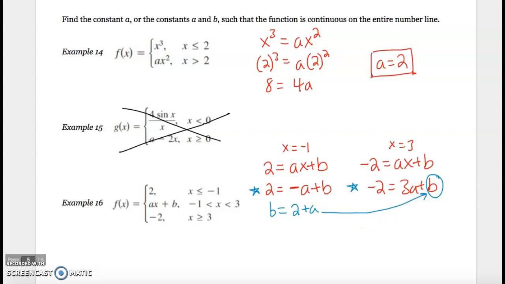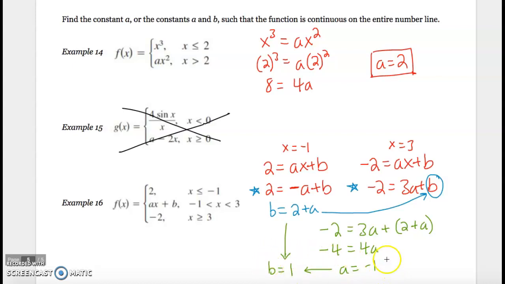And then I'm going to substitute that in for b in my second equation. So then I would get -2 equals 3a plus 2 plus a. And so then really I'd get -4 equal to 4a. So that means a would have to be -1 in order for this function to be continuous. Once I have a, I can find b using any of the other equations. This one looks like it's most easily solved. If a is -1, then this plus this means that b would have to be +1.